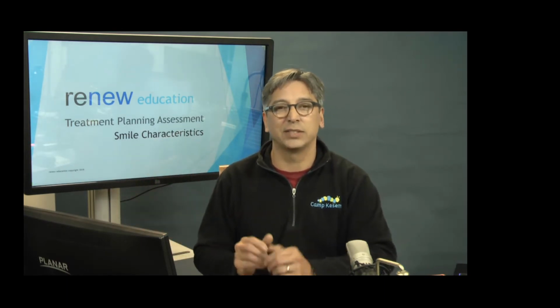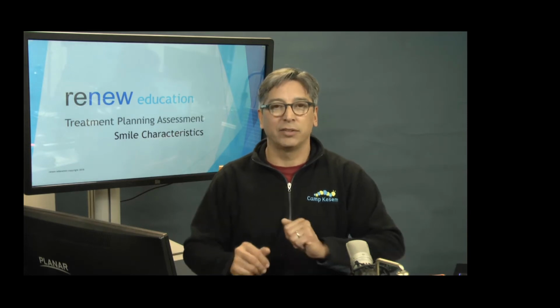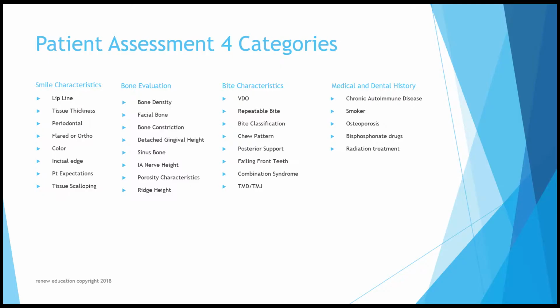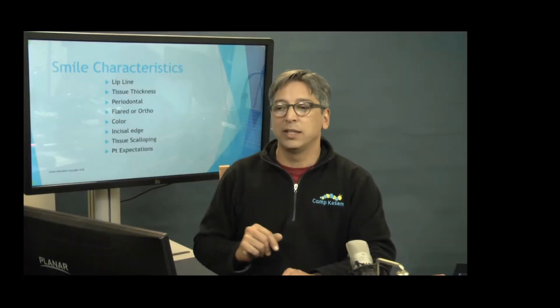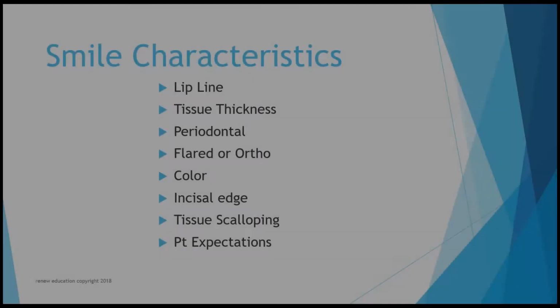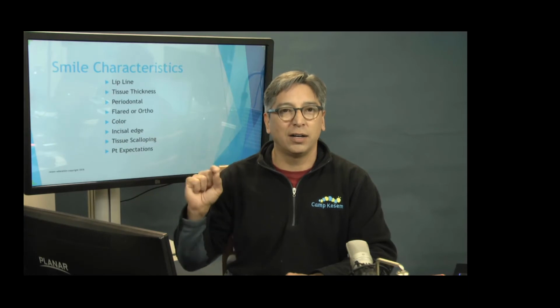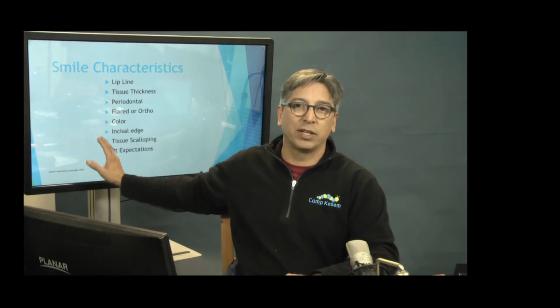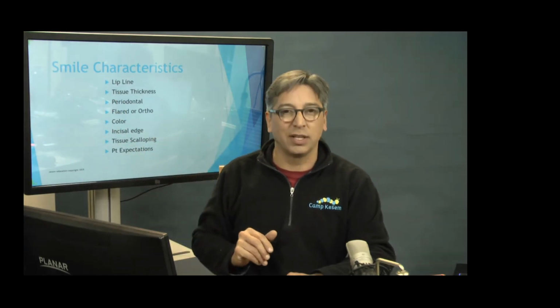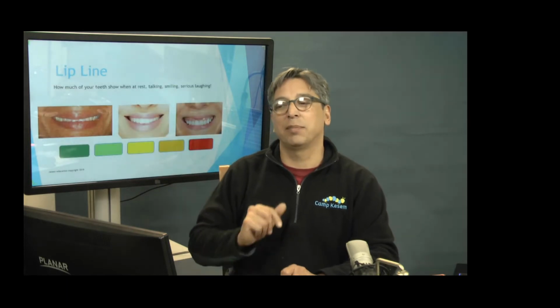So here we go. This is the smile characteristics of the treatment planning assessment worksheet. The first part we're looking at, remember we have 4 categories. We are looking at the very first one, smile characteristics, and we're specifically going to go through a pictorial view of each one of these categories here. So let's look at the next slide. It's going to be lip line.